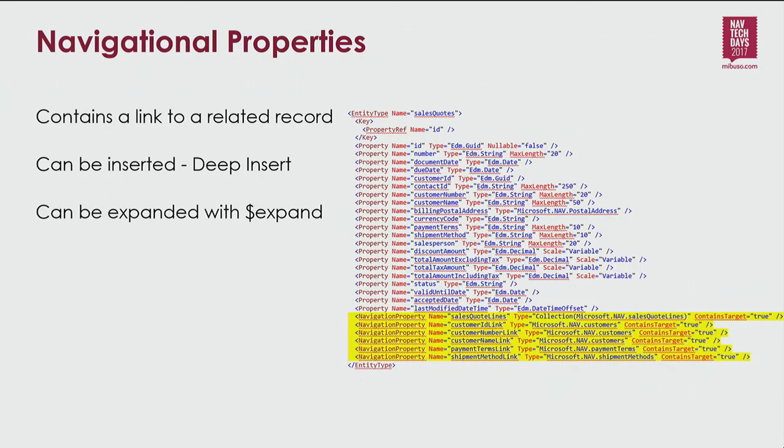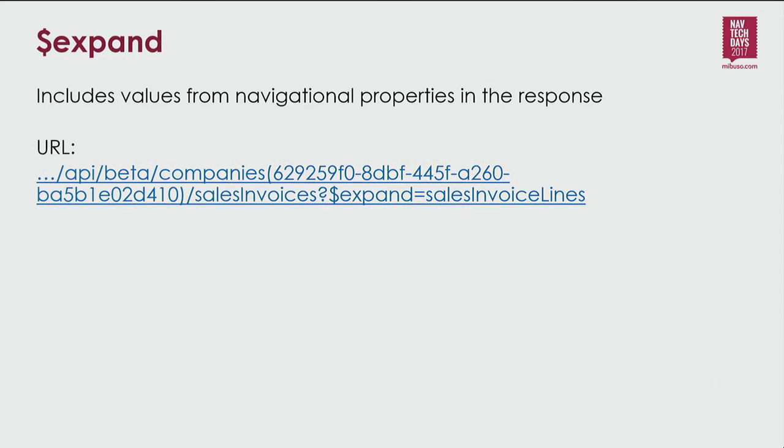Yep. A new capability that we have also added are navigational properties. In NAV terms, these would be payment terms, units of measure, or currencies that we could have on the sales invoices or on the customers. And they can be inserted or they can be expanded with $expand. So I'll briefly demo these. The $expand is going to return you a value from the related record.